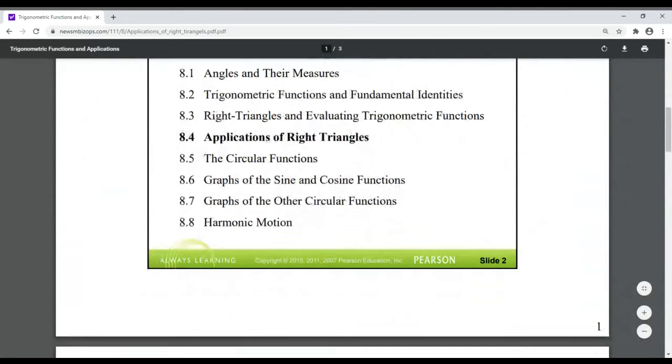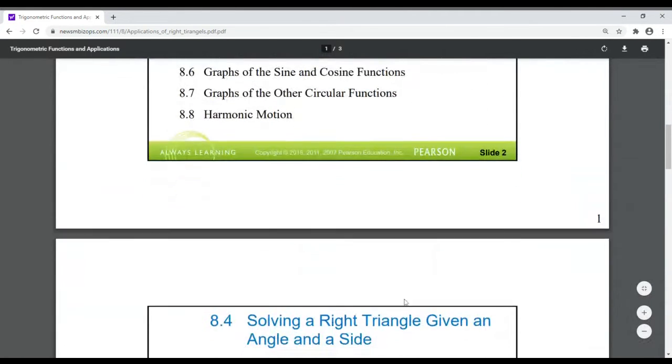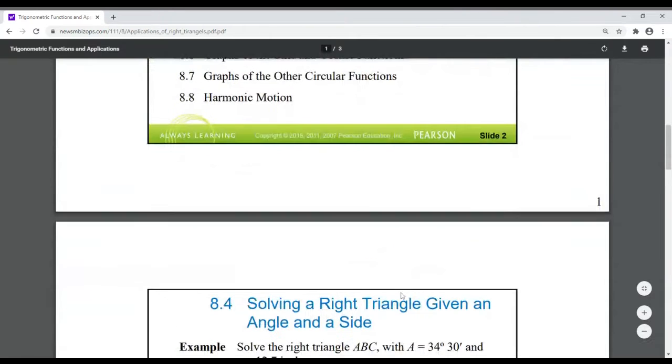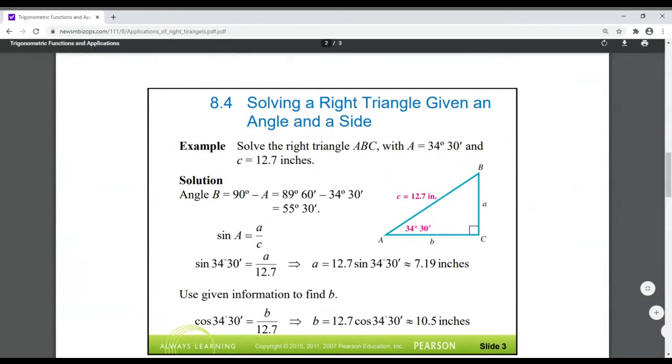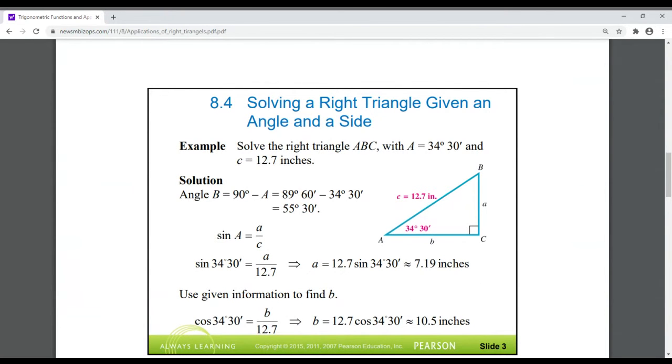okay, this is the applications of right triangle section. And in this section, we'll simply be solving a right triangle. And in order to solve a right triangle, that simply means to find all of the angle measures. So whenever you were finding angle measures, you would use those arc functions. And to find all of the side lengths. So remember, when you're using the basic functions, sine, cosine, that sort of thing, you're finding the side lengths.